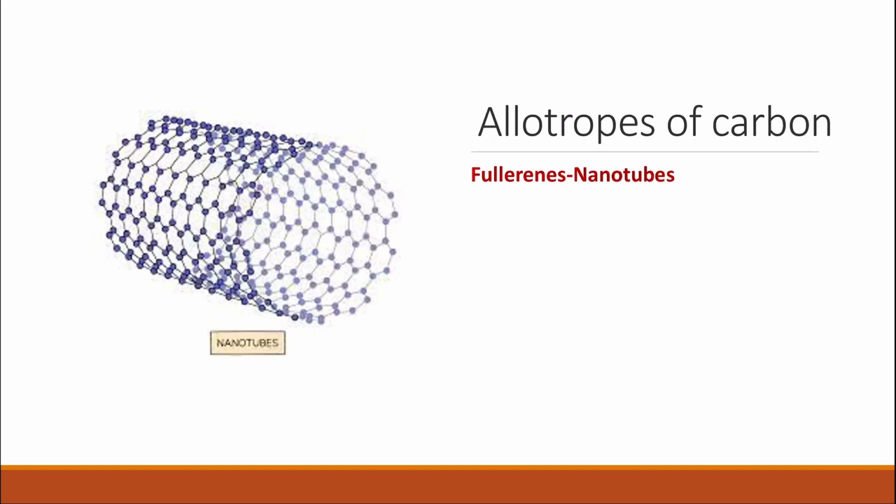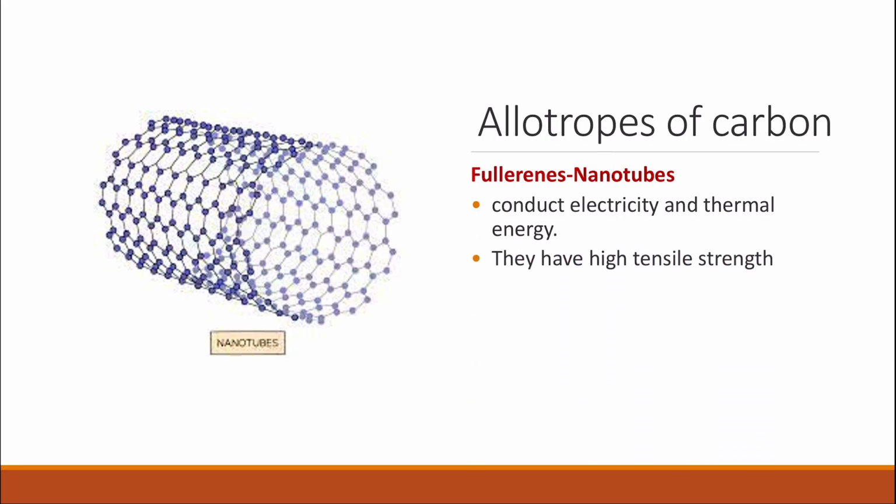Fullerene nanotubes are another structure of the fullerenes, because we said fullerenes can also form hollow tubes. The properties of these are that they can conduct electricity and thermal energy. This is because of the free electrons that can move. They have delocalized electrons and a very high tensile strength, meaning they can be stretched without being broken. So they are very light and they can conduct electricity.